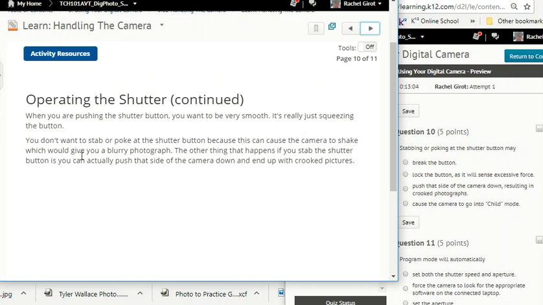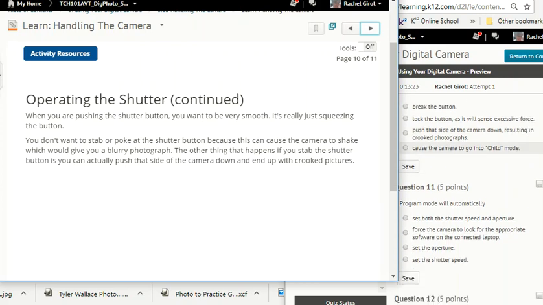You don't want to stab or poke at the shutter button because that can cause the camera to shake, which would give you a blurry photograph. The other thing that happens if you stab the shutter button is you can actually push that side of the camera down and end up with crooked pictures. All right, so that answered question number 10.